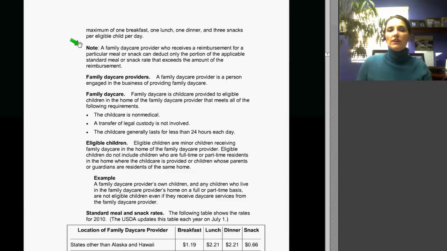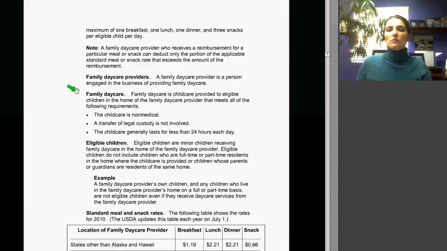Note that a family child care provider who receives a reimbursement for a particular meal or snack can deduct only the portion of the applicable standard meal or snack rate that exceeds the amount of the reimbursement. Family daycare providers defined. A family daycare provider is a person engaged in the business of providing family daycare.